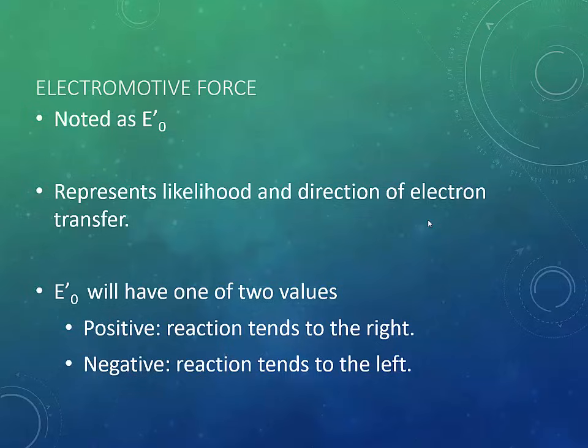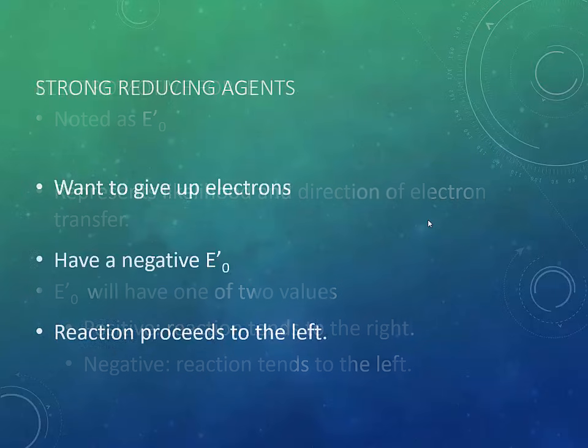We can do this similarly with the electromotive force. Now, we're not looking at particular atoms here. It's not electronegativity, but we are looking at the electromotive force of compounds. And so the electromotive force is going to have one of two values. The electromotive force can be positive, which means the reaction is going to tend towards the right, or the electromotive force can be negative, which means the reaction tends to the left. And so I'm going to show you what that means.